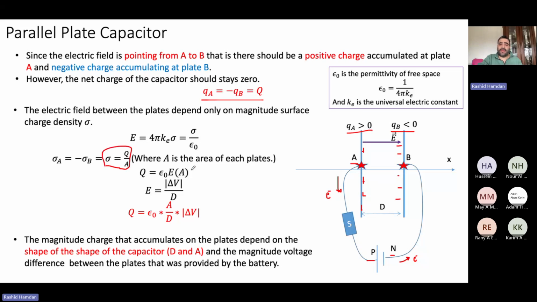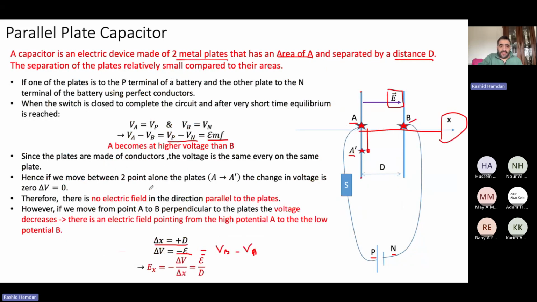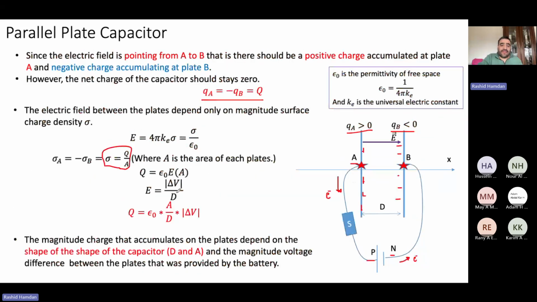Now we can put that together. The magnitude of E, we found it here. It's equal to delta V over D. We already know that. So we got this relation: Q is equal to epsilon 0 A over D times the voltage difference between the plates.